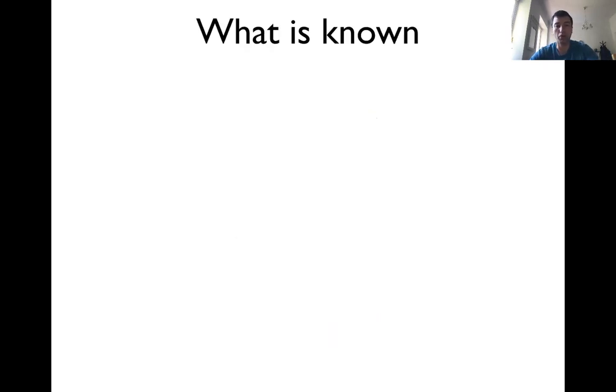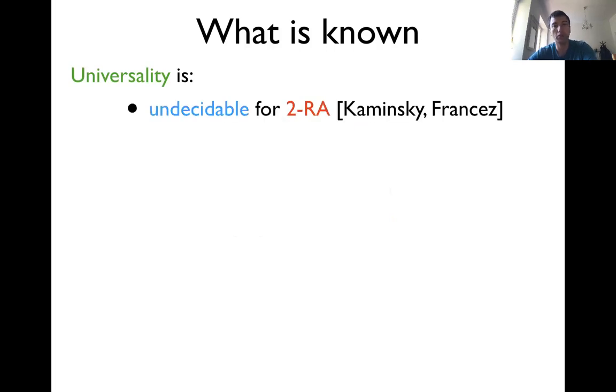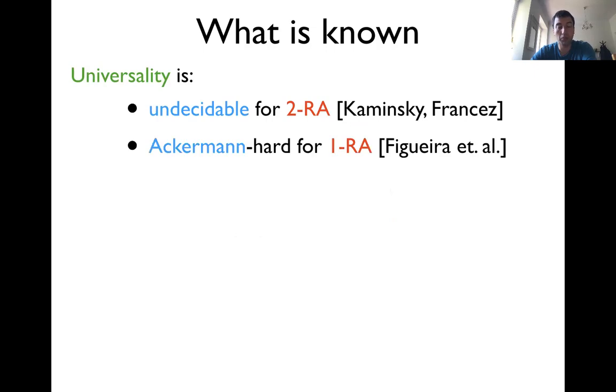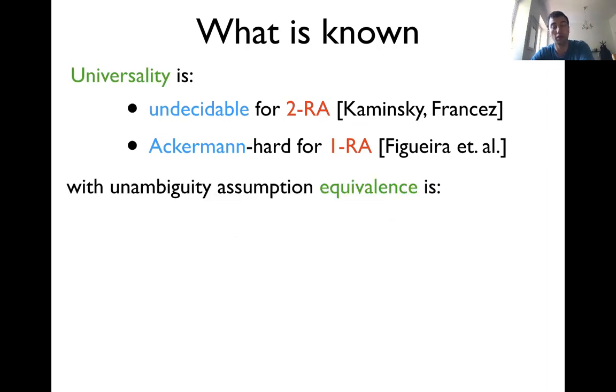Okay, so what was known before? First of all, it's known that for non-deterministic register automata, universality is undecidable even for register automata with just 2 registers. And for register automata with 1 register, it's known to be Ackermann hard, so very hard. So we can gain a lot by assuming that this is unambiguous, and this is the line of work.